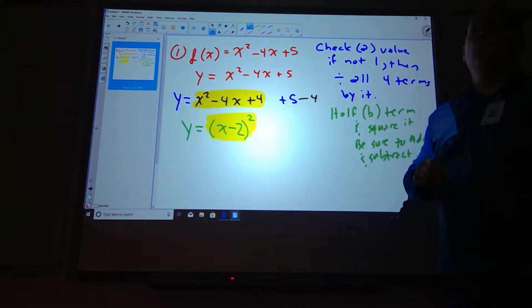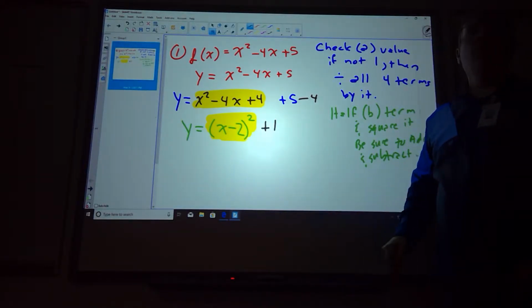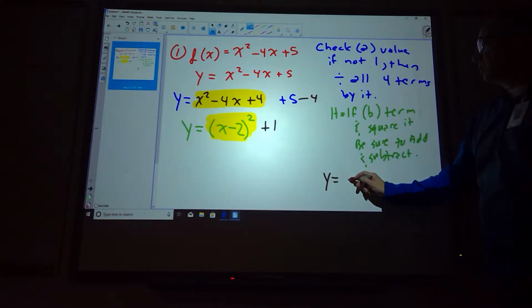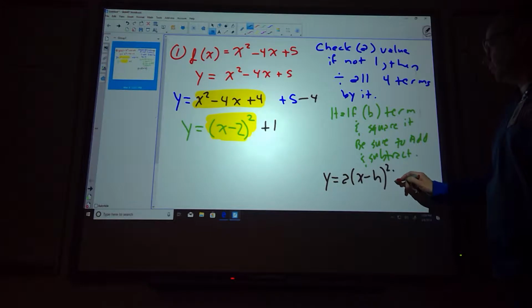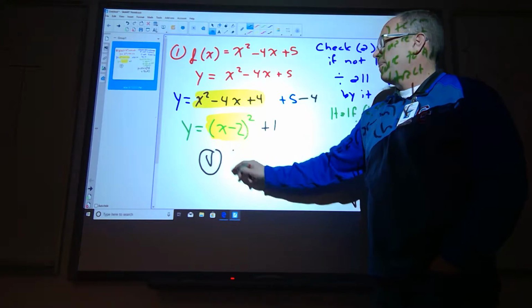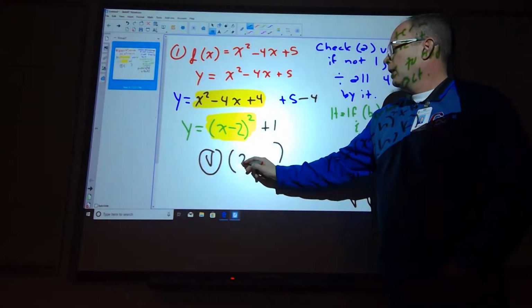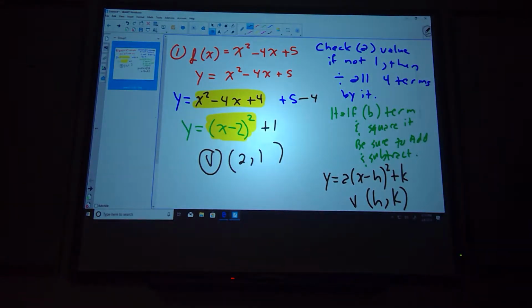So what is positive 5 minus 4? 5 minus 4? 1. It's now in vertex form. So remember, the vertex form looks like this, where my opposite h value and my same k value is my vertex. Okay, so what's my vertex here have to be? Positive 2 and positive 1. Yeah, there you go. And then you could go ahead and graph it, but it didn't ask to graph. It just said, hey, put it in vertex form. Okay, so this is a bigger idea, and they're always going to be done the same way over and over and over.